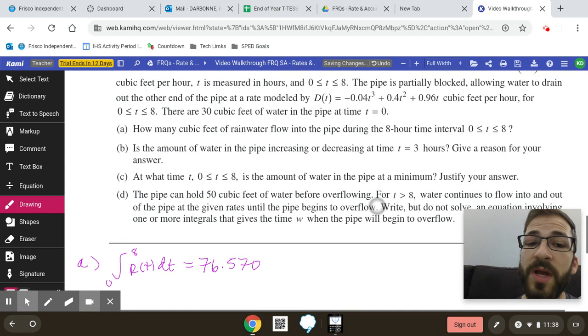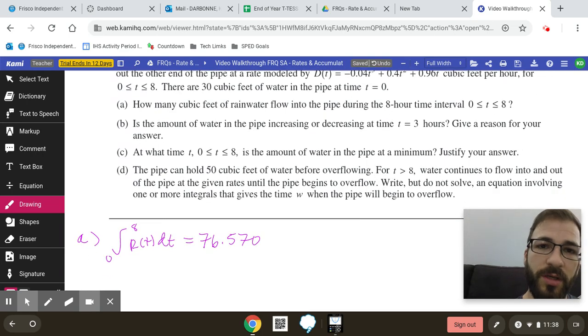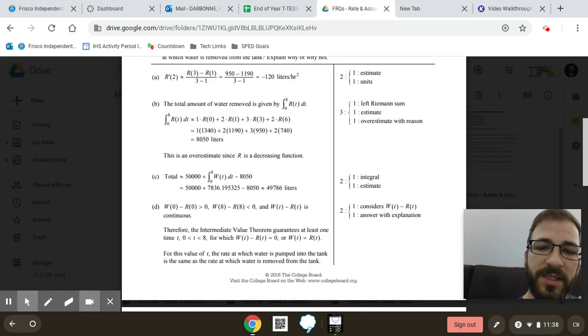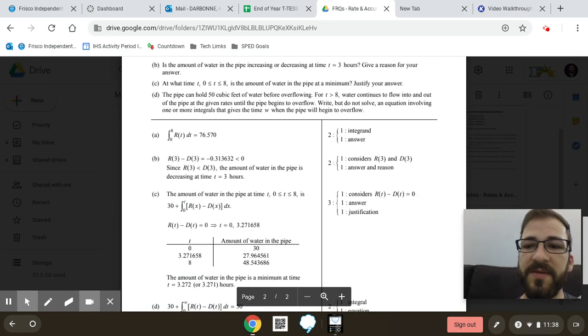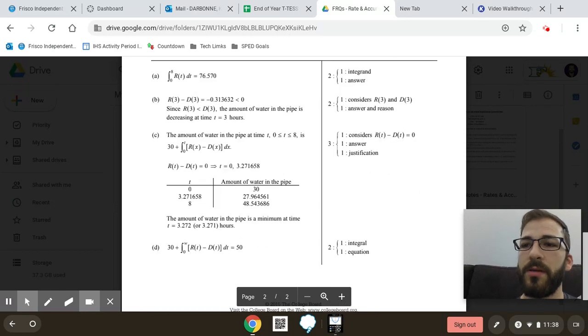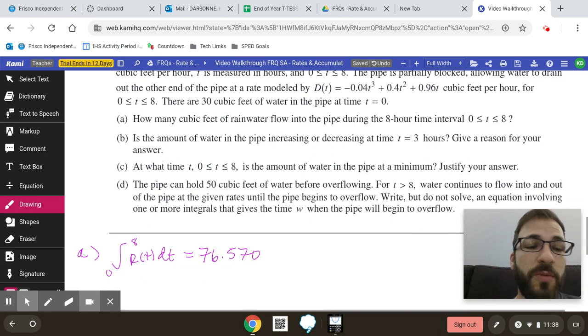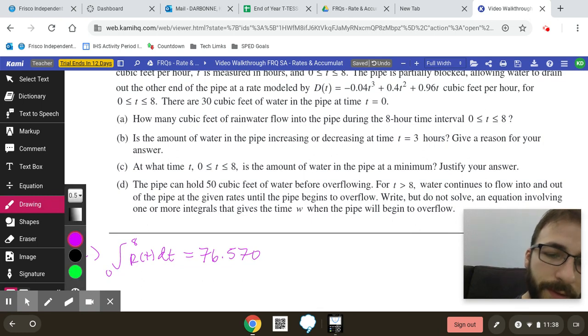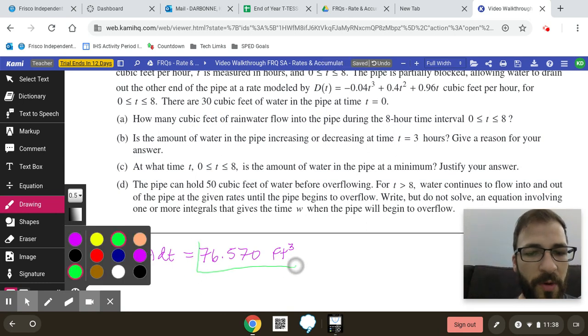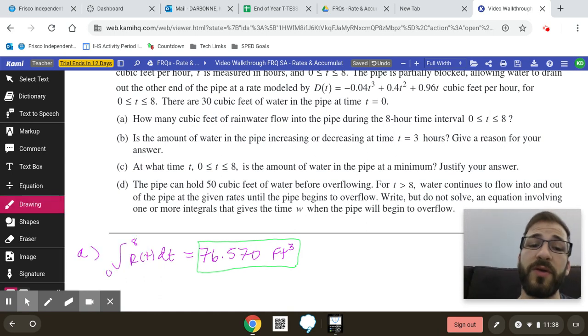It doesn't tell us to round to a whole number. Nope, so we are good. As always, I just like to check to make sure we're good. Yep, 76.570. All right, and then units: cubic feet, so feet cubed. Remember, we always want to talk about units when they include them in the problem. Never know when they're going to take off a point for no units.